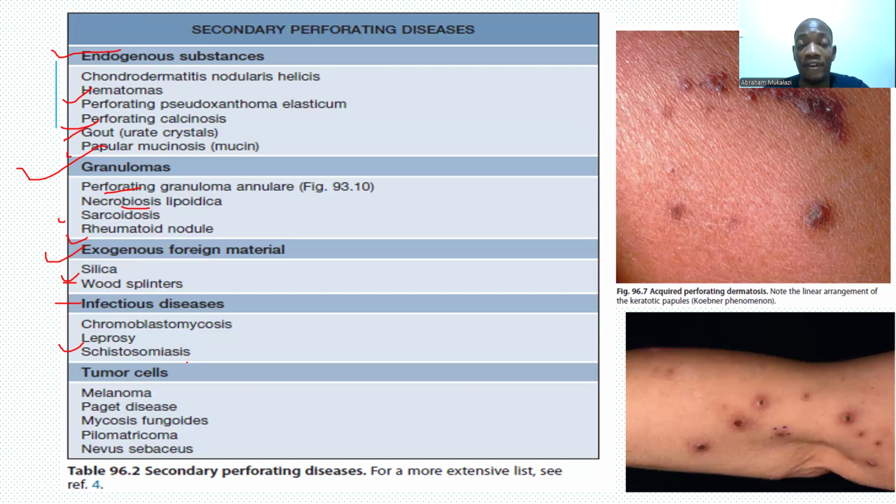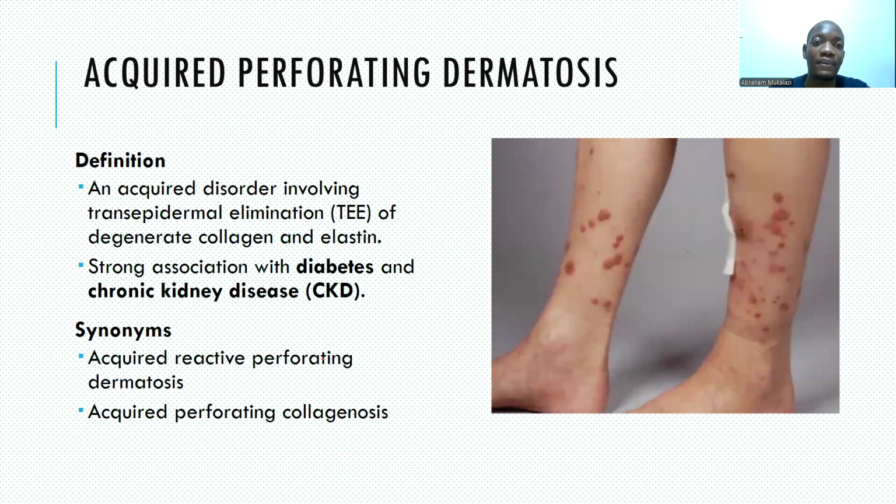Then we can also have tumor cells like melanoma, Paget's disease, and even MF, mycosis fungoides, which can also give you a perforating picture. As you can see here, this is an example of an acquired perforating dermatosis, where someone has it following a line, what we call koebnerization. In this case, you can also see it in acquired perforating dermatosis. As you can see down here as well, we have all these keratotic papules with a central core, and that is usually characteristic of this perforating dermatosis.